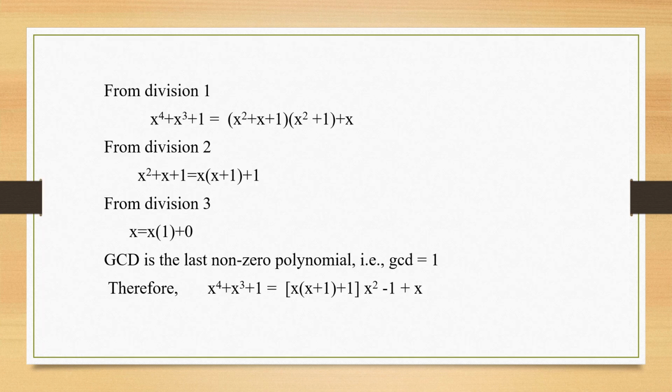Clear? Now from division 1, I had written the dividend is equal to the product of your divisor and your quotient plus the remainder. And from division 2, I had written the dividend is equal to the quotient into your divisor plus the remainder. From division 3, I had written the dividend is equal to divisor into the quotient plus the remainder. So first you start writing the division 1, 2, 3, etc. As I told you, GCD is the last non-zero polynomial, that is GCD is equal to 1.